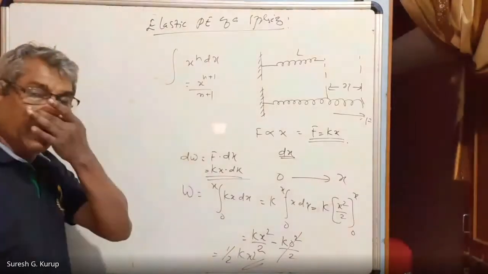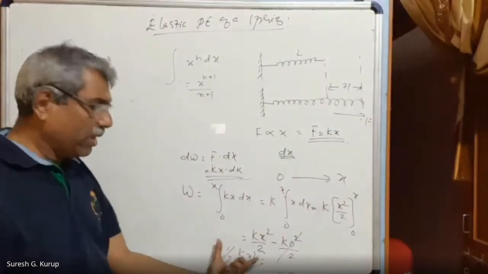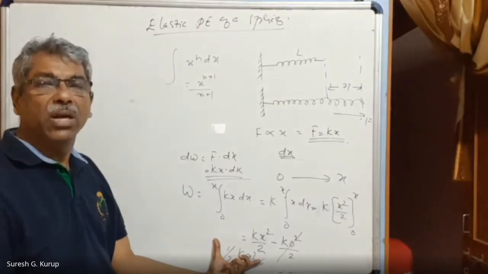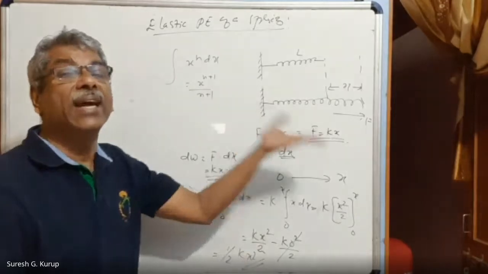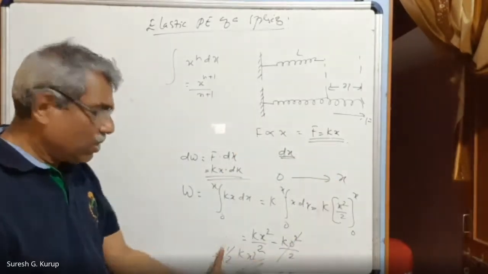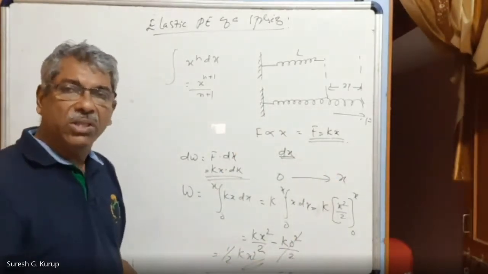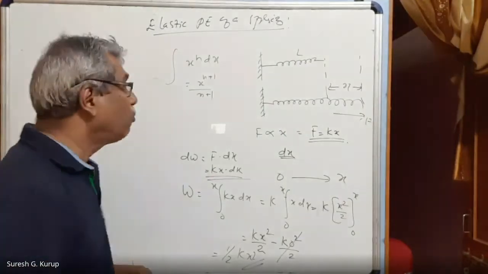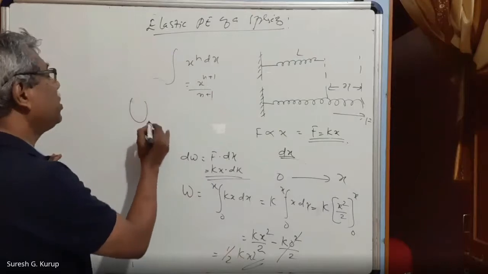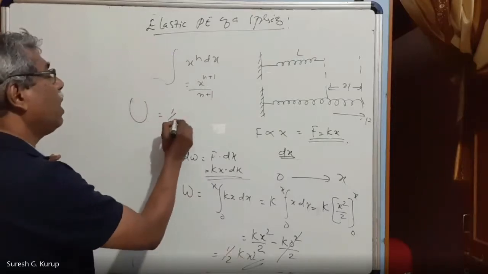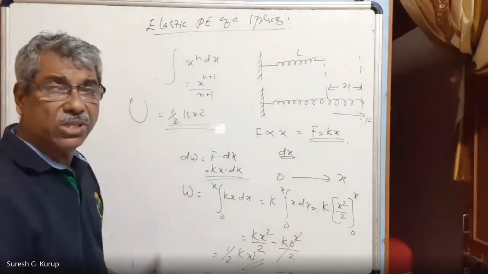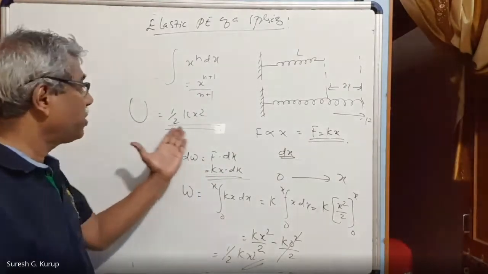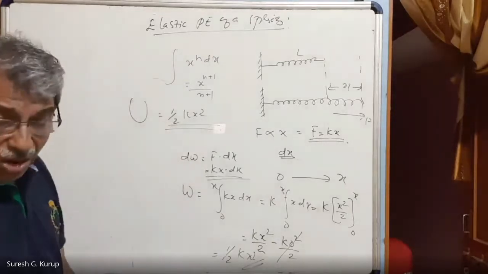So this work is done. This much work is done in extending the spring from the 0 position, that means its equilibrium position, to x extension. So this amount of work done is stored in the form of energy in the spring. Therefore, we can write the potential energy of the spring is equal to half kx square. So this is a very important relation. Potential energy of spring is given by U is equal to half kx square.